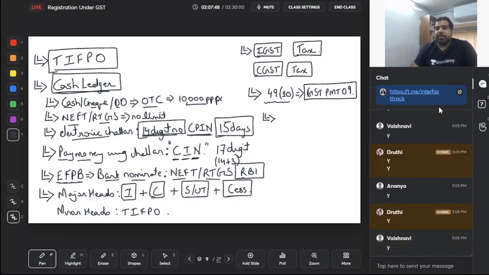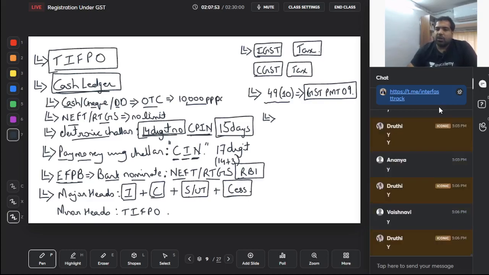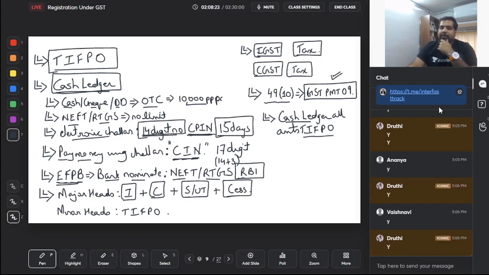To pay your college fees, to pay for Zomato, to pay for Unacademy, can you use your bank account to pay everything? Yes. So the cash ledger can be used to pay anything and everything. Whether it is tax, interest, fees, penalty, others, you can pay all using the cash ledger. So this is the electronic cash ledger. Remember CPIN, remember SIN, remember e-focal point branch, remember the 4 major heads and the 5 minor heads, and remember GST PMT 09.